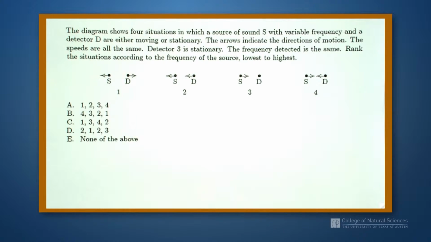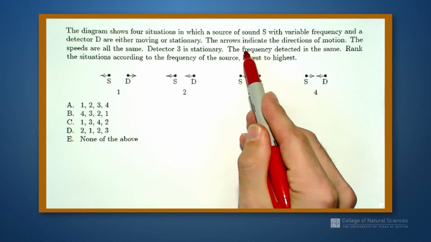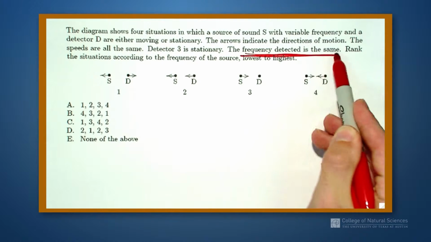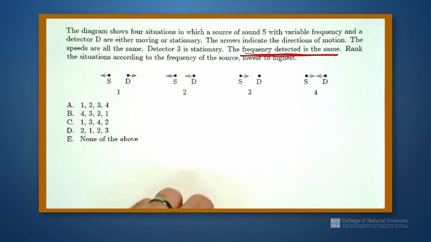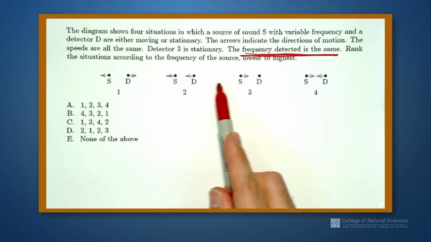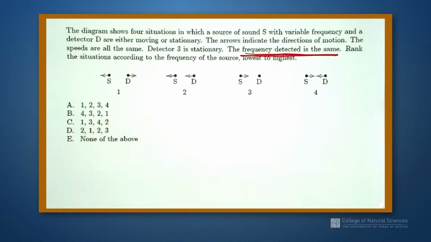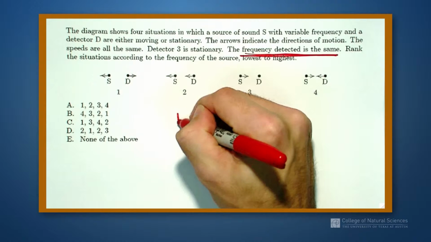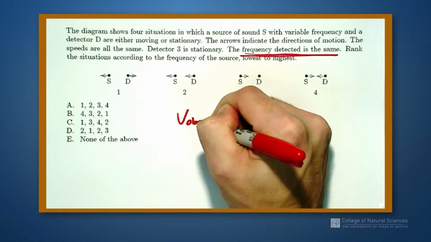However, when we look at the detector, we're going to look at the same frequency. So we observe the same frequency. We want to rank each situation according to the frequency of the source from lowest to greatest. And in each of the 4 situations, the sources and the detectors can be moving or not moving, depending on what's happening.